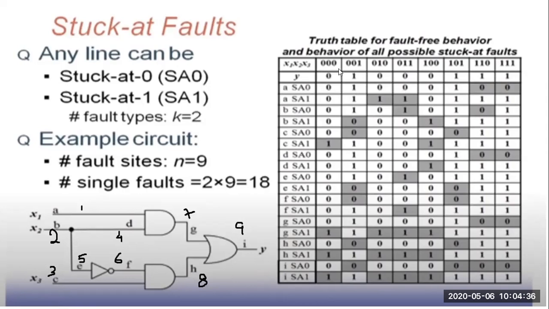For 0, 0, 0 at stuck at 0. So for this line, if the line is stuck at 0, for the input of 0, 0, 0, what will be the output of y? That we have written here: 0. In the same way, for the test vector pattern of 0, 0, 1, the output is taken as 1. So like this, for all the test pattern possibilities we have written here.